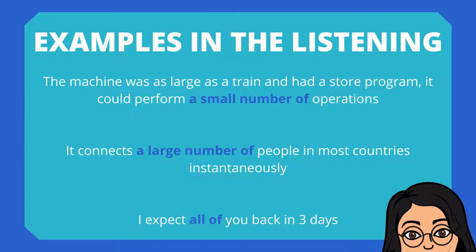These were the examples in the listening. First, the machine was as large as a train and had a stored program. It could perform a small number of operations. Number 2, it connects a large number of people in most countries instantaneously. Number 3, I expect all of you back in 3 days.